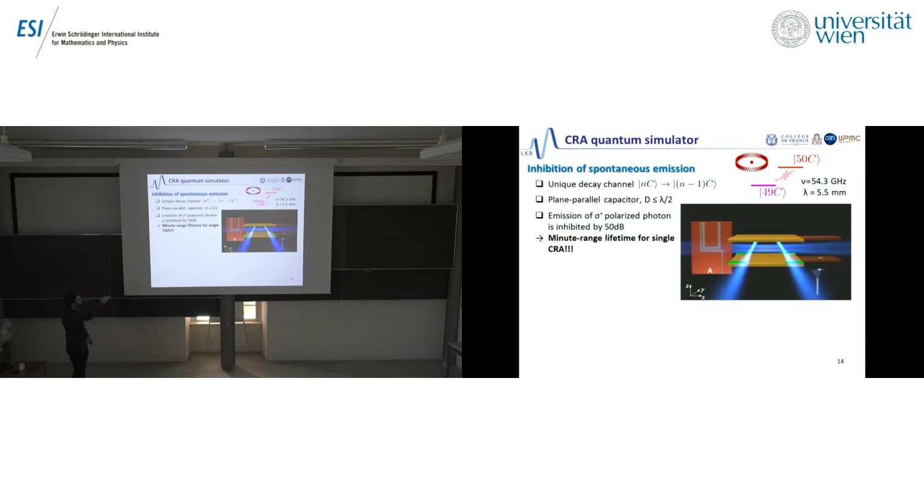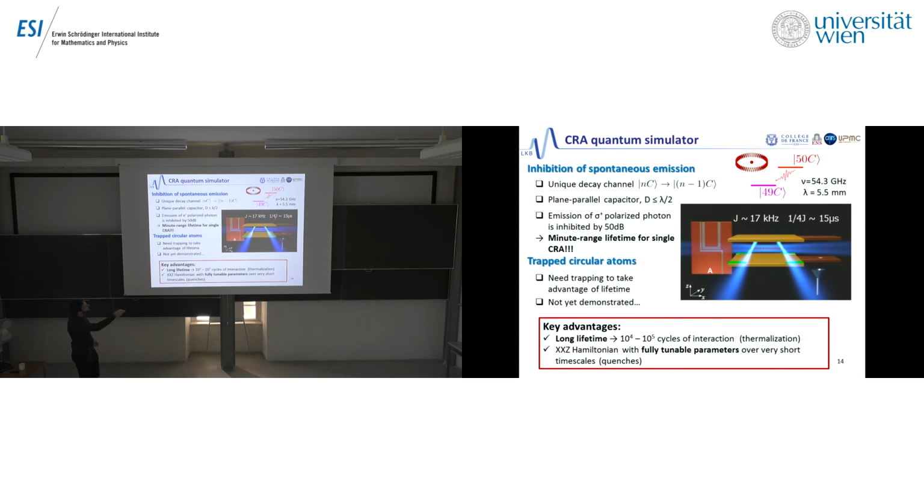And what happens is that now the lifetime of a single atom in a circular Rydberg state is in the minute range. And for a chain of, let's say, 40 spins, it will be in the second range, which is very, very interesting for quantum simulation. So obviously, you need to trap these atoms if you want to make use of this minute range lifetime. And as we will see a little bit in the remainder of the talk, it's quite challenging, and it has not yet been demonstrated that we can trap these atoms for extended periods of time in a laser field.